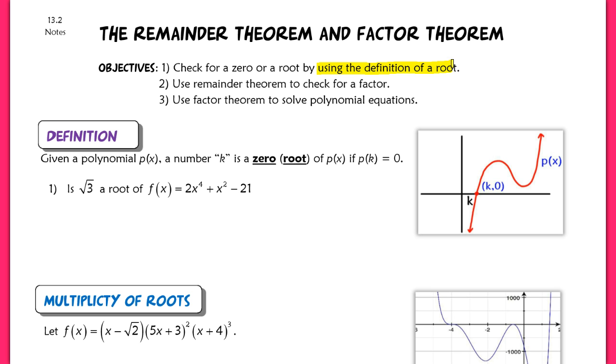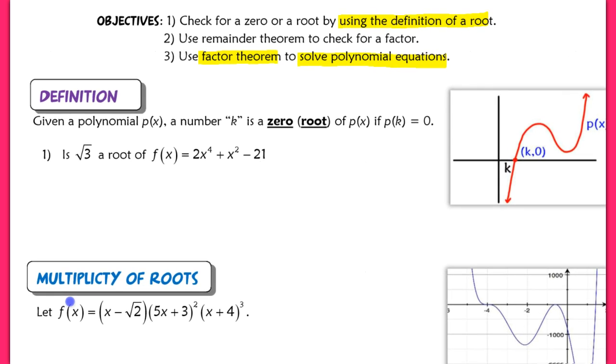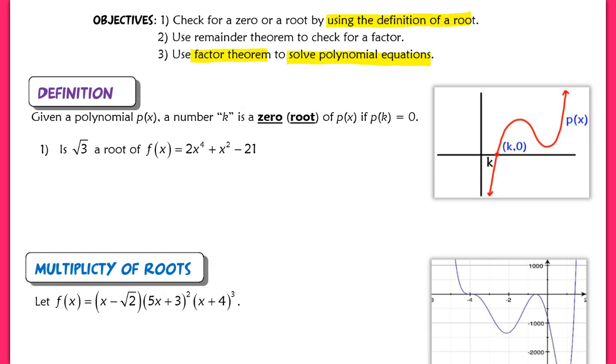And then we're going to use the remainder theorem to check for factors, as well as using the factor theorem to solve polynomial equations. So it becomes very useful to know the factor theorem to solve higher degree polynomial equations. Alright, so the definition of a root is given here. When you have a polynomial p of x, a number k is a zero if and only if p of k is equal to 0.